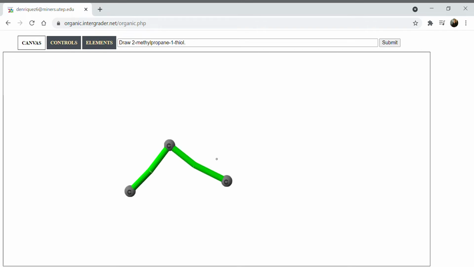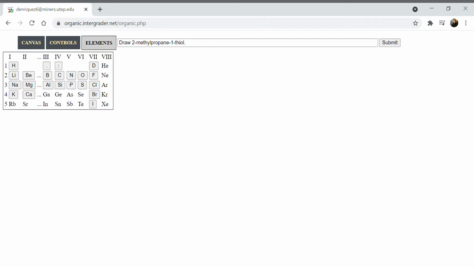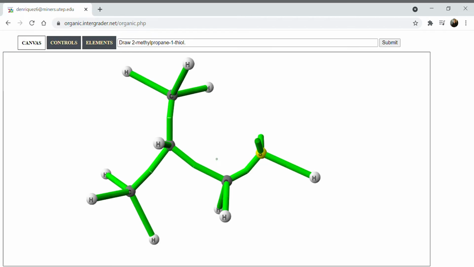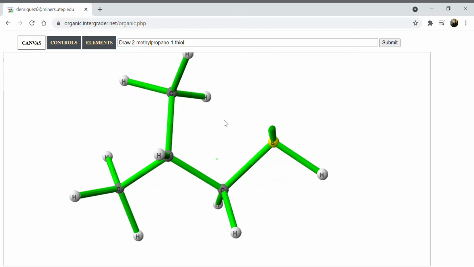Okay, let's draw our 3-carbon chain. I have a methyl at the 2 position, so I'll go ahead and add that. And I'll add my sulfur to the 1st position. Add my hydrogens and hit arrange. It doesn't indicate there's any chiral center, so I can just go ahead and submit.